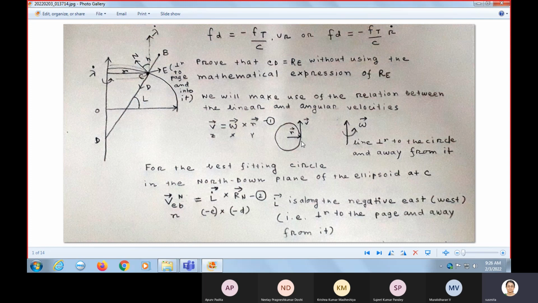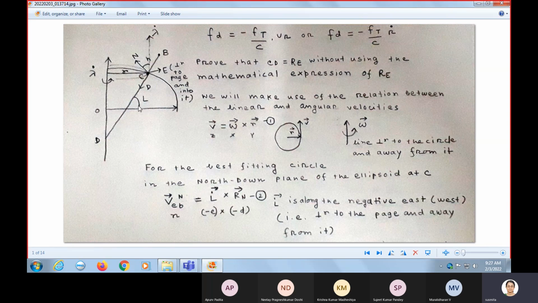The velocity which is tangential to the base fitting circle in the north down plane is basically the north component of the velocity vector. This is what I have written, EB, and this is the north component of that velocity vector. I have put this arrow over it because we are considering the direction as well. So this is along north. And then what is the corresponding angular velocity? We know that for north-south motion, the latitude changes, right? So the angular velocity must be L dot.